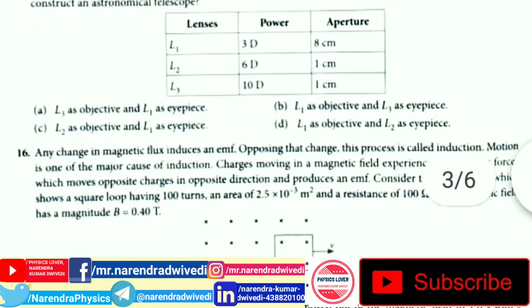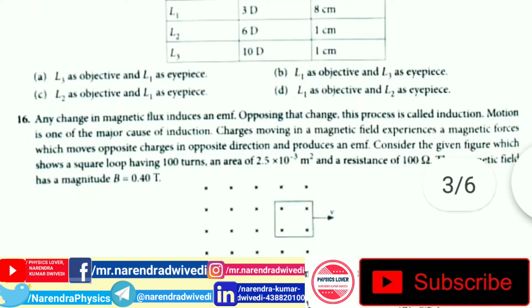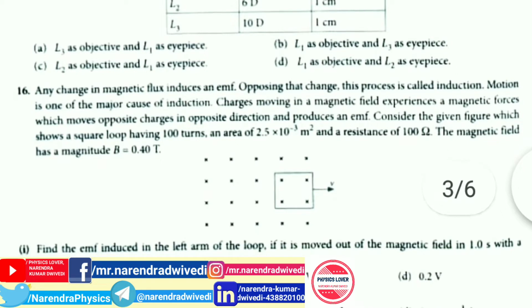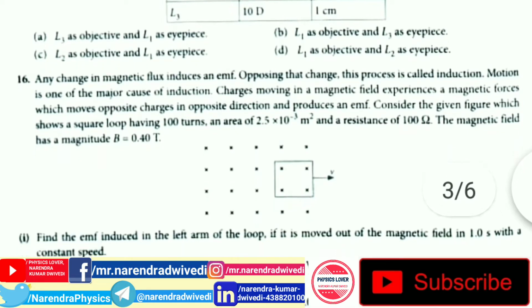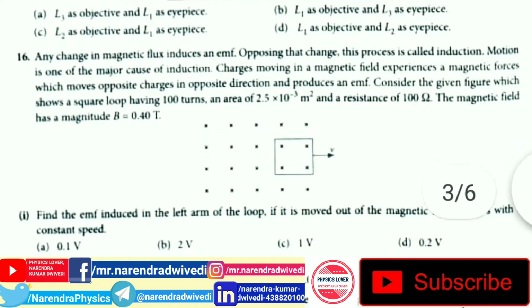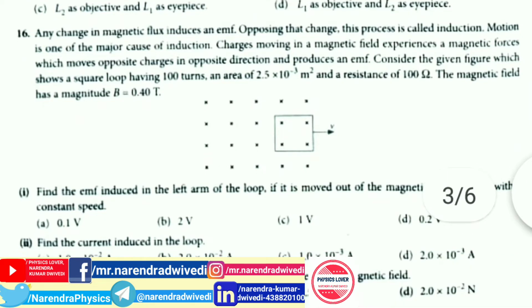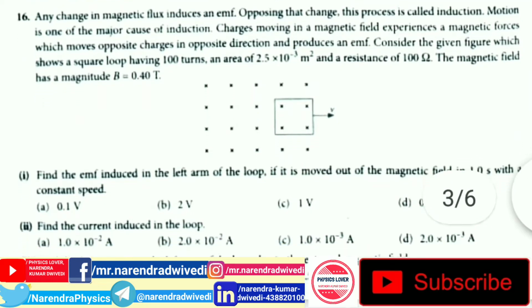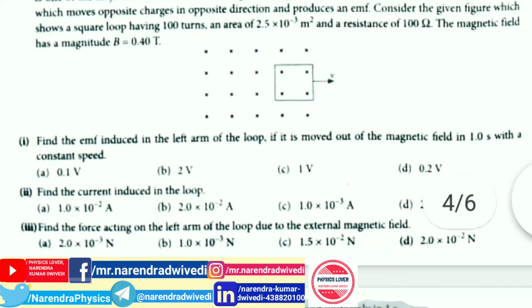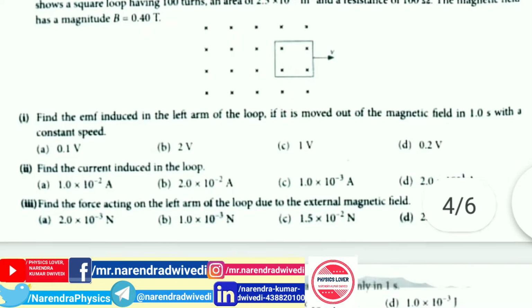Options are A 0.1 volt, B 2 volt, C 1 volt, D 0.2 volt. Next, find the current induced in the loop. Options are A 1 × 10^-2 ampere, B 2 × 10^-2 ampere, C 1 × 10^-3 ampere, D 2 × 10^-3 ampere.